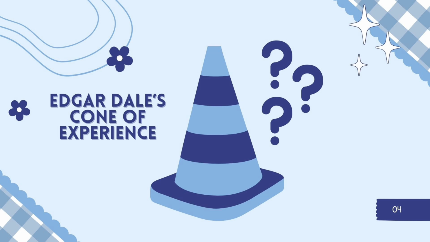Now that we learned who is the proponent of the cone of experience, let us go to the definition of the cone of experience. Dale introduced the cone of experience in 1946 in his edition of Visual Methods in Teaching. The cone is arranged from the most concrete, which is the bottom of the cone, to the most abstract, also known as the top of the cone.